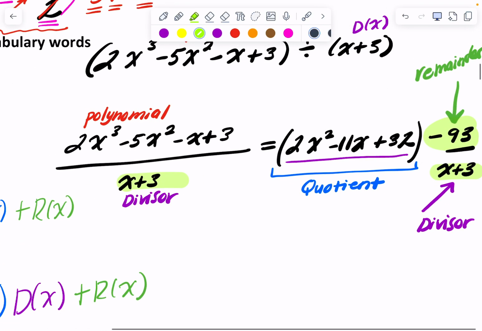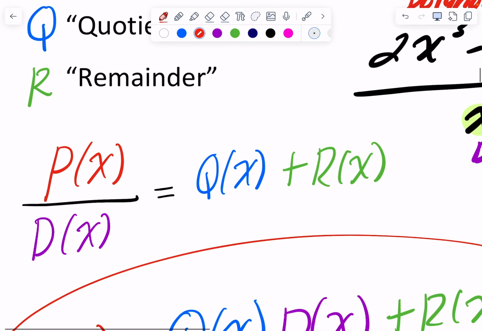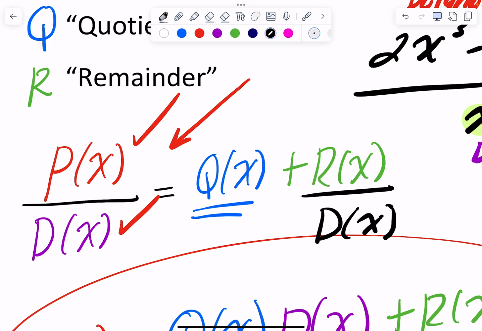A lot of times today, annoyingly, they're going to say, write your answer in this format. Look, this is the straightforward answer: P of X divided by D of X is a quotient plus the remainder, and I forgot to write divided by D of X, like that. Anyways, that is just the straightforward answer. They want you to convert it to this answer right here.